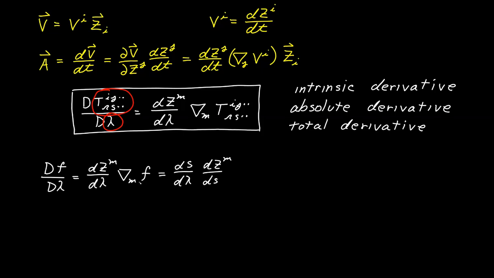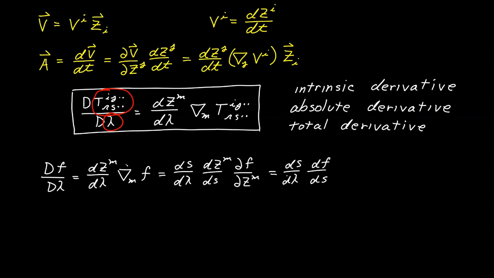And for a scalar function, the covariant derivative of a scalar function is the same as its partial derivative. So this is the partial of f with respect to zm. And finally, we can combine these two factors together as the chain rule to give us simply ds d lambda here as the first term. And these two together would give us df ds. Okay, now look at what these elements are.